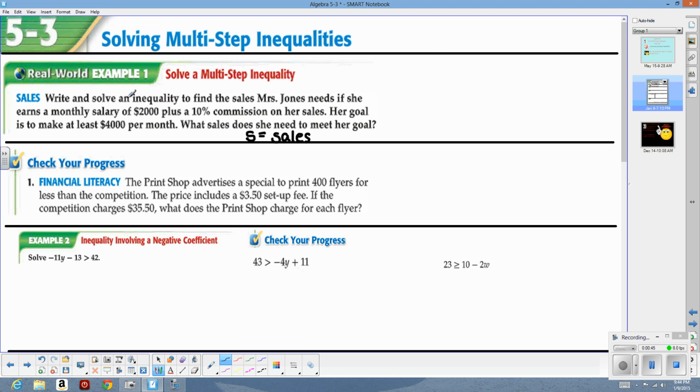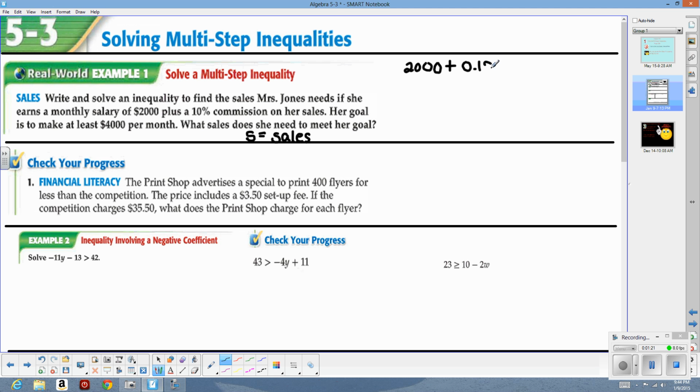Now it says she earns a monthly salary of $2,000 plus a 10% commission of her sales. Commission is what salespeople sometimes earn in addition to their base salary. It's based on how much they sell. She's going to earn 10% of her sales. 10% as a decimal is 0.10 or 1/10.